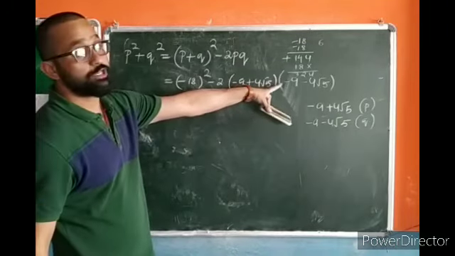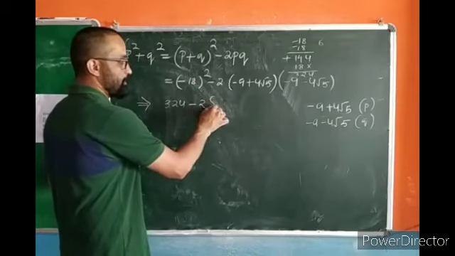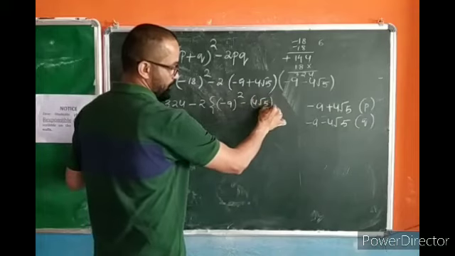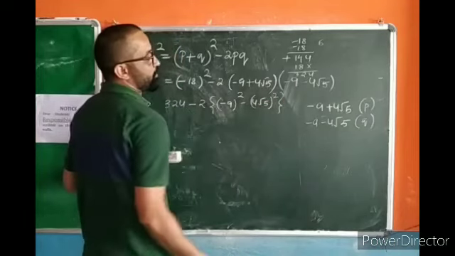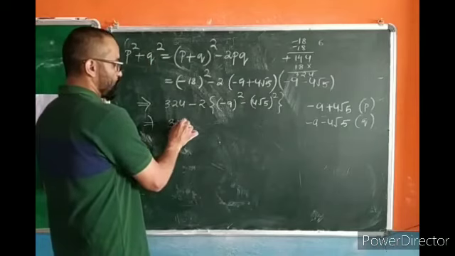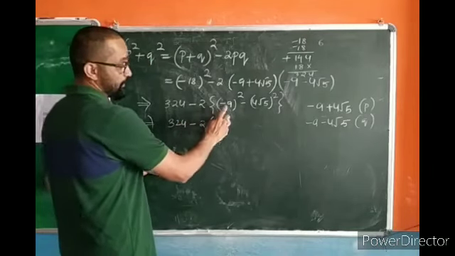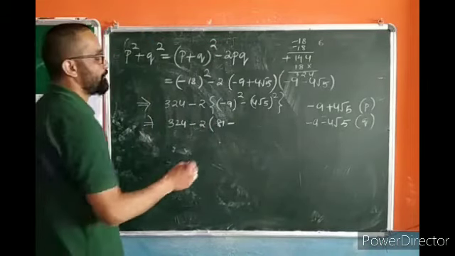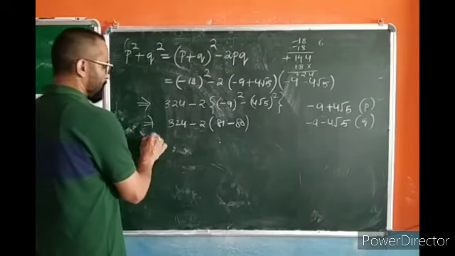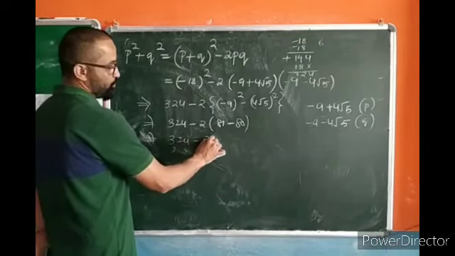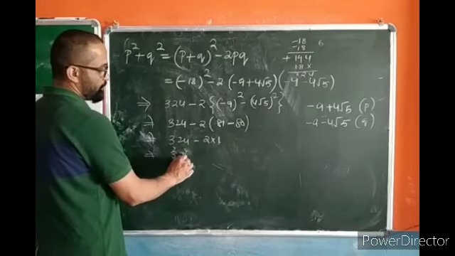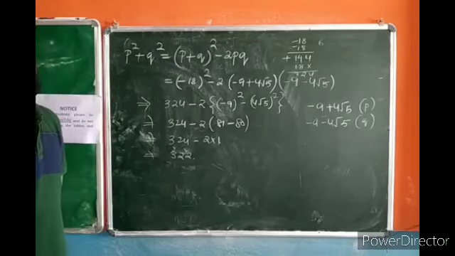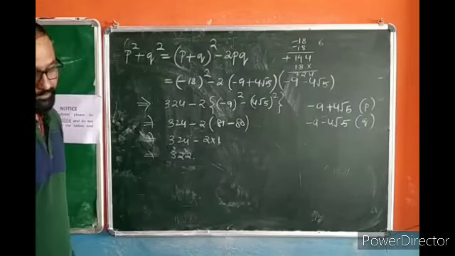Minus, we use the algebraic formula here, 2 as it is, minus 9 whole square minus 4 root 5 whole square, a plus b, a minus b. 324 minus 2, 9 squared is 81, minus 4 into 4 is 16, 16 into 5 is 80. 324 minus 2 into 1, subtract, 322. This is the value for P squared plus Q squared.